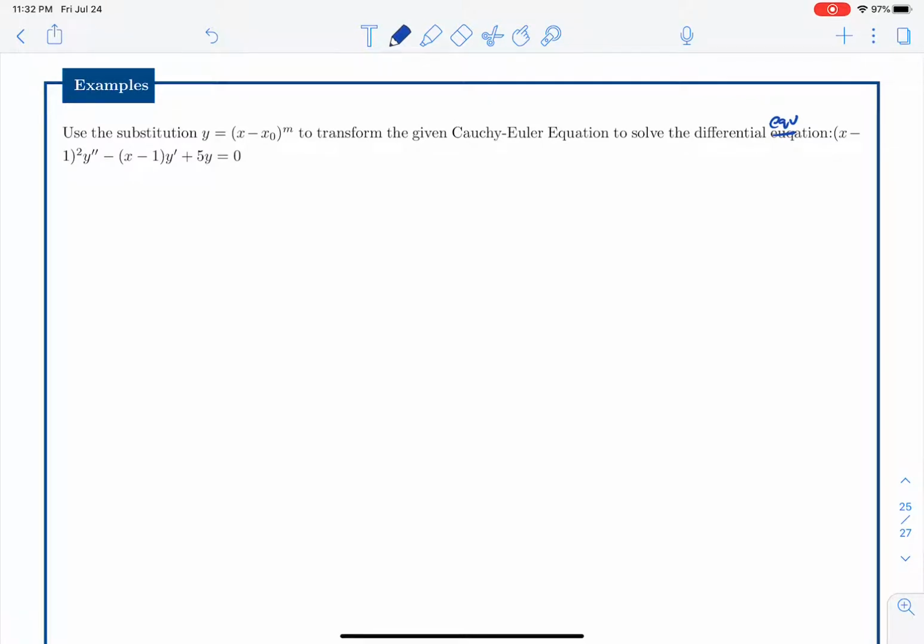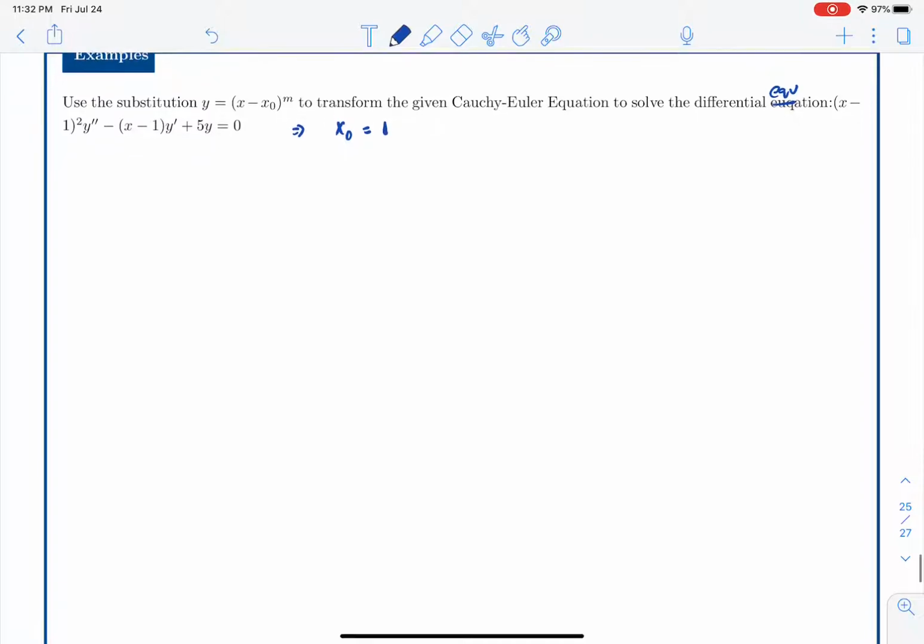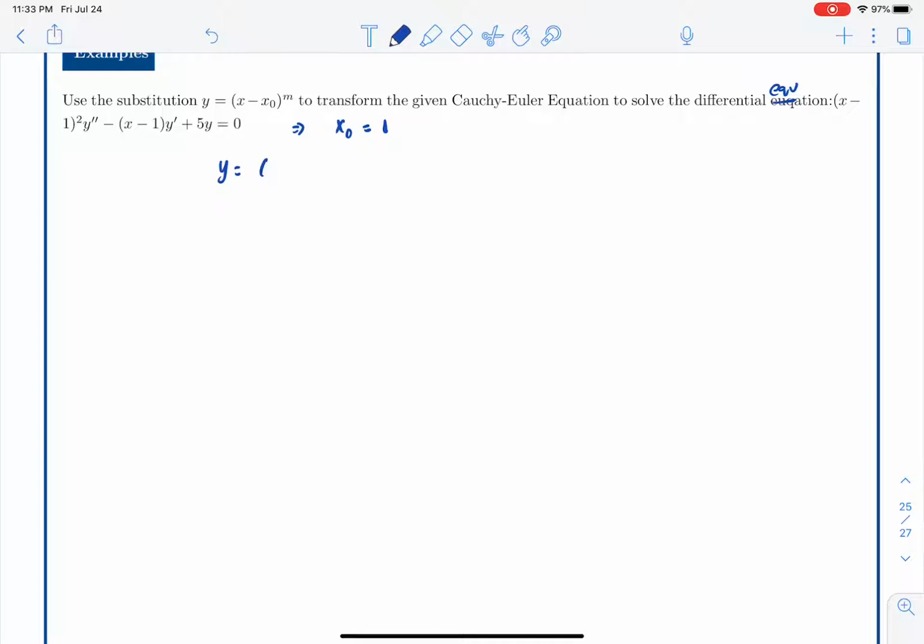So here we have a case where we have to use the substitution y is equal to (x minus x naught) raised to m to transform the Cauchy-Euler equation to solve the differential equation. So obviously x sub 0 here, by the looks of it, is 1. So you can see we have (x minus 1) squared and (x minus 1). So that's a giveaway that x sub 0 is equal to 1. So what we have is y is equal to (x minus 1) raised to m. Now we want to find y prime and y double prime and so forth.